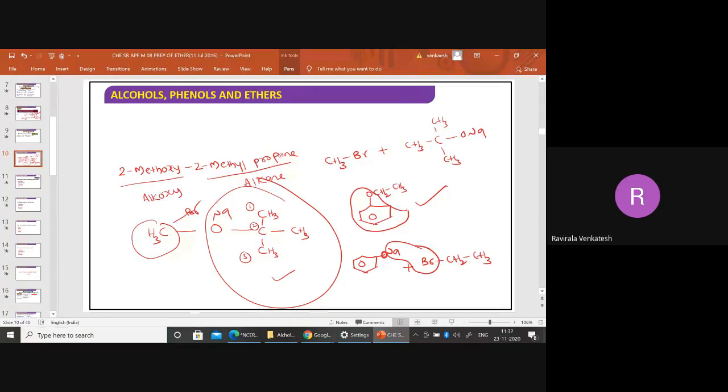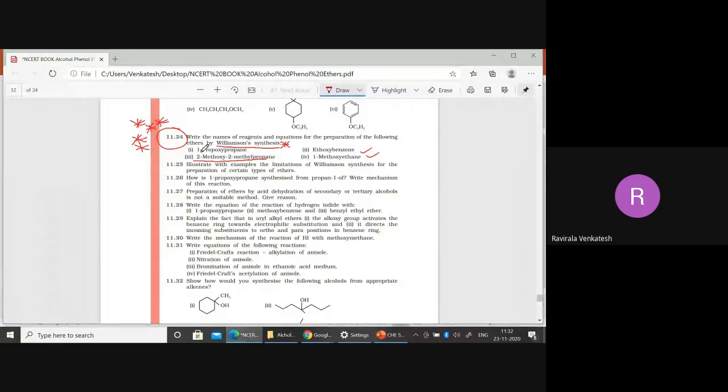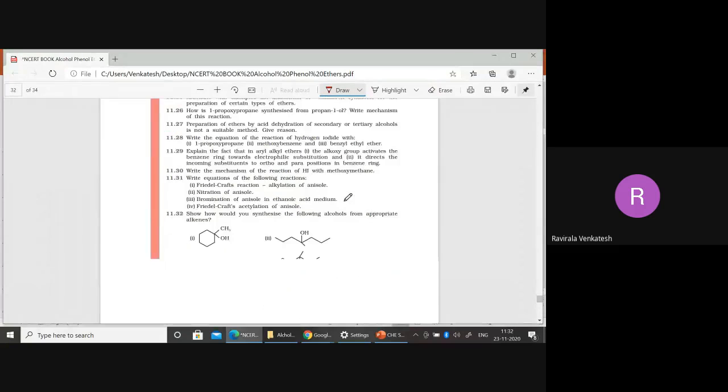So whenever we get phenyl in the ether, that must be phenoxide, sodium phenoxide, right? Understood here? The remaining ones, can you do them? The first one, the second one is very, very simple. The remaining is very, very simple for you.